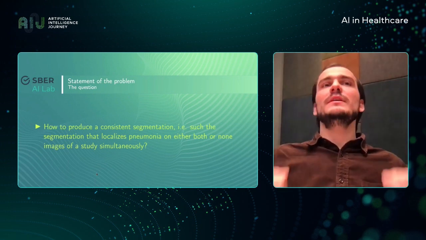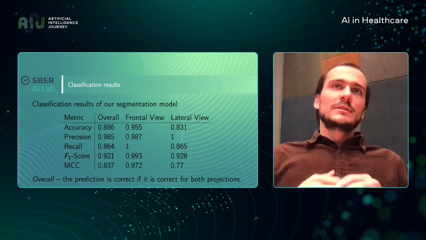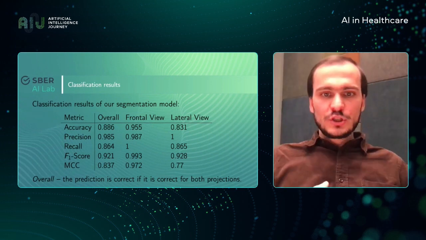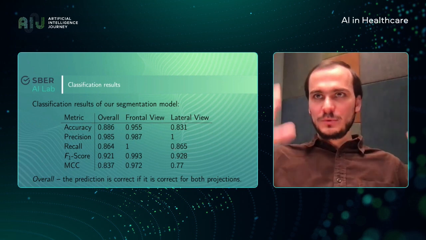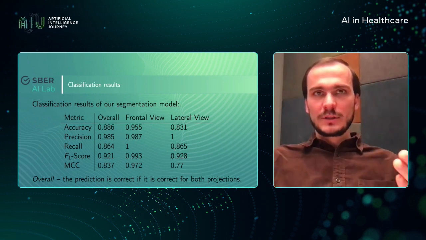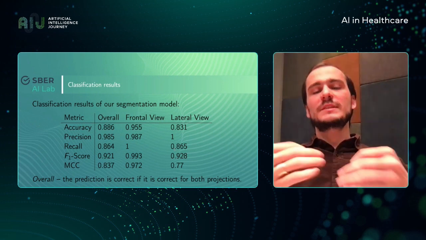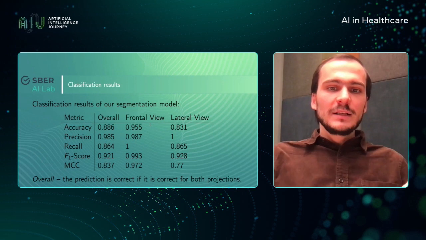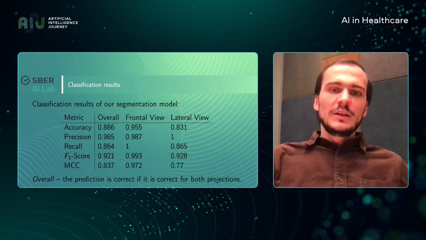We try to create a method that allows you to have connected segmentation on both views. And the model we trained has quite good classification metrics. So we calculated them basing on segmentation metrics. So we do segmentation. If the model shows an area, then the model predicts pneumonia. That's how we take it. And we compared it against what doctors were saying.